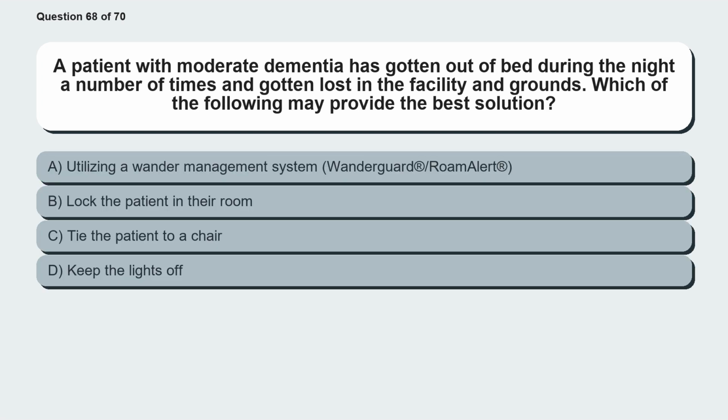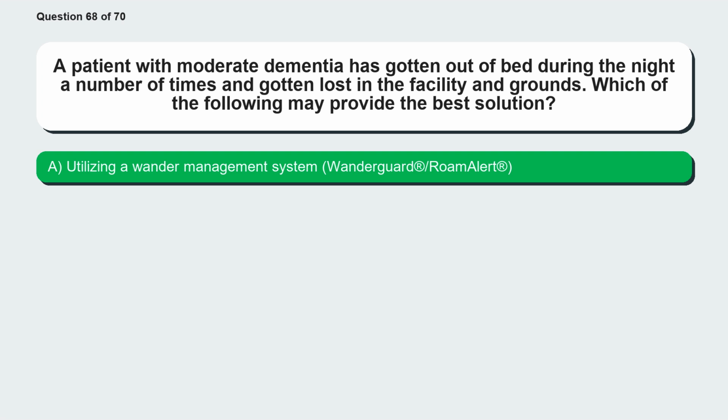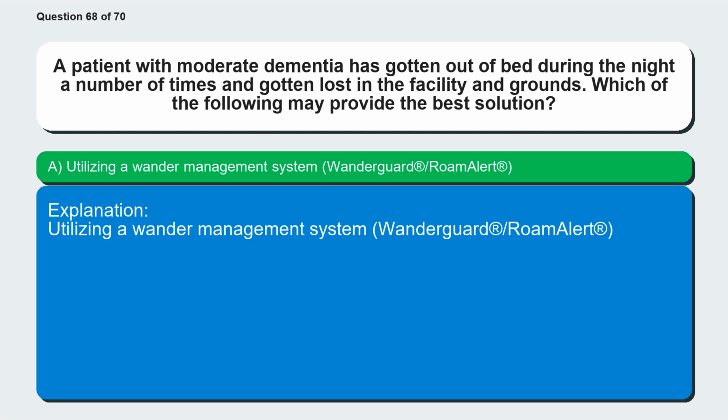Question 68. A patient with moderate dementia has gotten out of bed during the night a number of times and gotten lost in the facility and grounds. Which of the following may provide the best solution? Option A, utilizing a wander management system, wander guard or roam alert. Option B, lock the patient in their room. Option C, tie the patient to a chair. Option D, keep the lights off. The correct answer is option A, utilizing a wander management system, wander guard or roam alert.